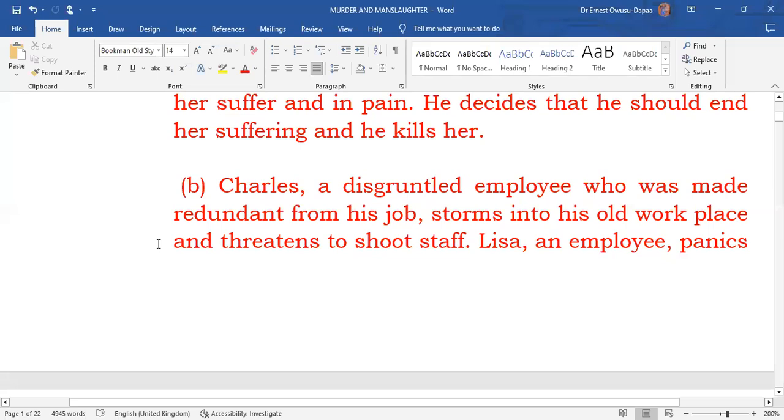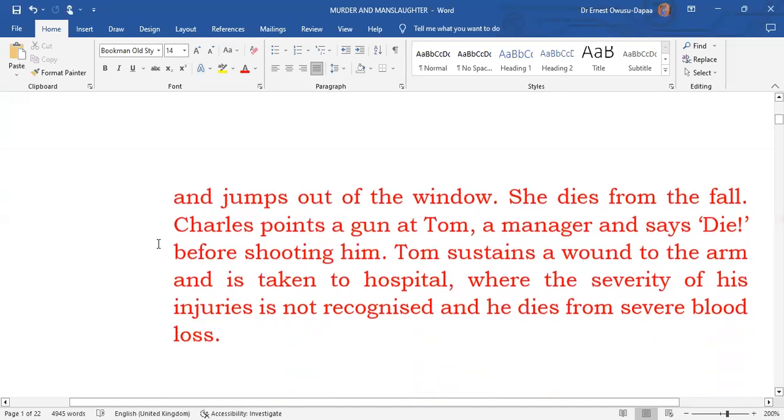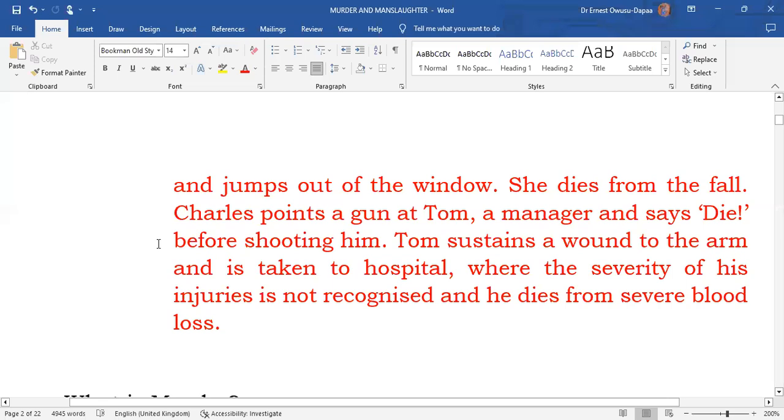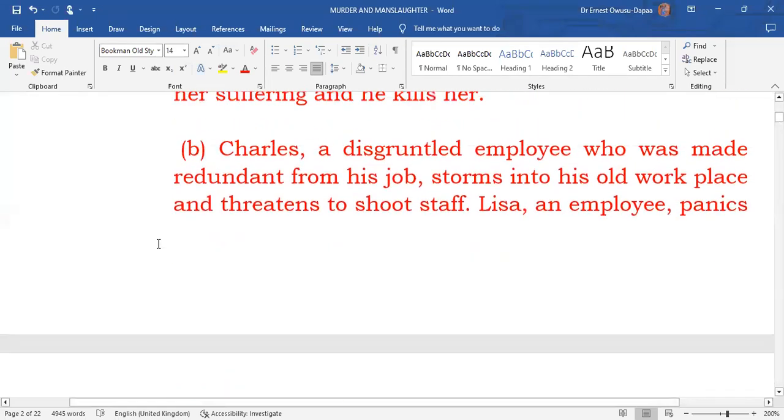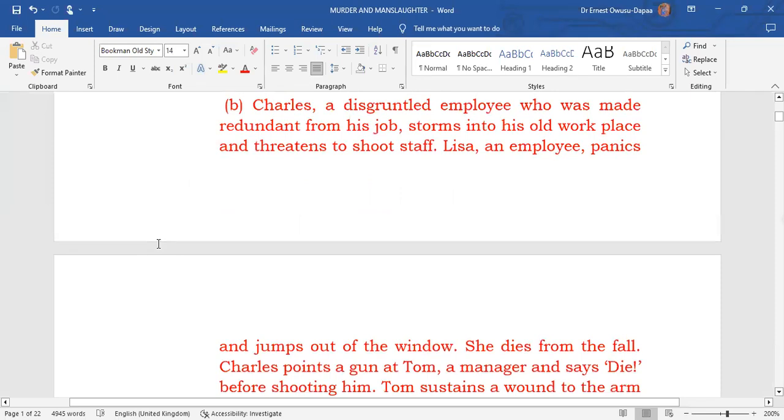So let's look at the second scenario. Charles is a disgruntled employee who was made redundant from his job, storms into his old workplace and threatens to shoot the staff there. Lisa, an employee, panics and jumps out of the window. She dies from the fall. Charles points a gun at Tom, a manager, and says, "Die," before shooting him. Tom sustains a wound to the arm and is taken to hospital, where the severity of his injuries is not recognized. He dies from severe blood loss. Is there murder?